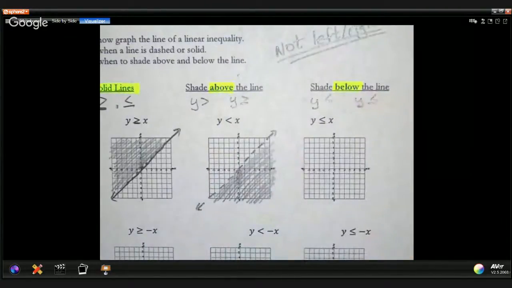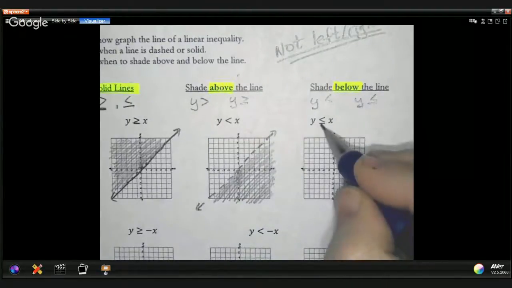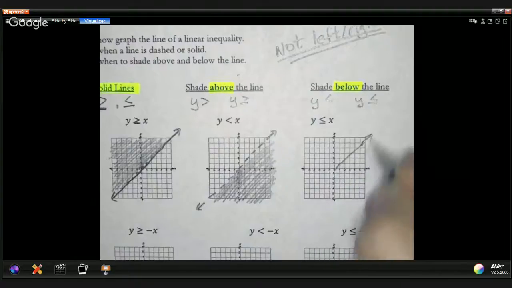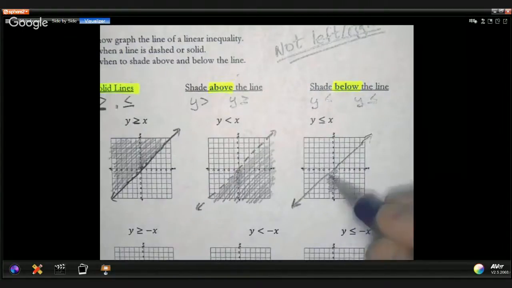Okay. And then here, same idea, but since it's underlined, it should be a solid line. And less than, I shade below the y-intercept. And so there it is.